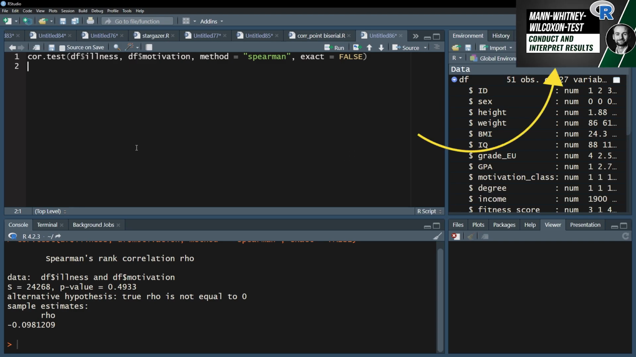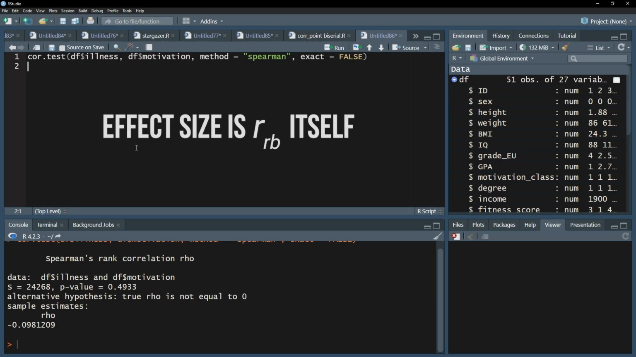Of course, you can also do an independent Wilcoxon test if you want to test illness or its absence for differences in motivation. Effect size. The effect size of the rank-biserial correlation is the correlation coefficient itself, the absolute value to be precise.